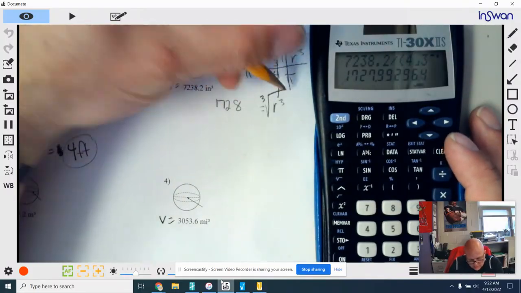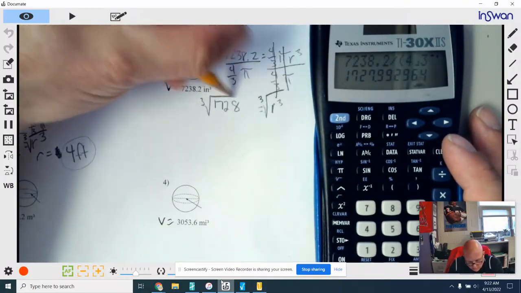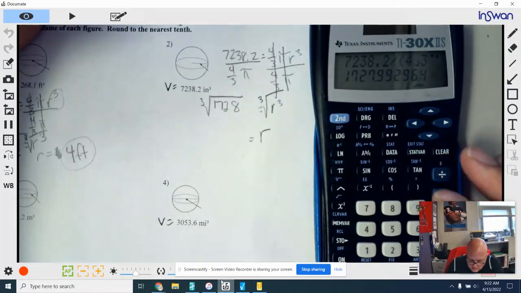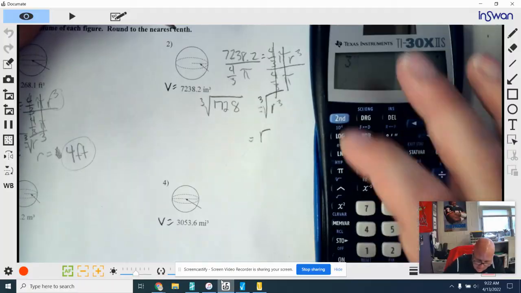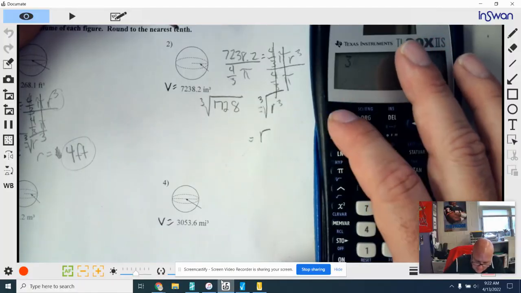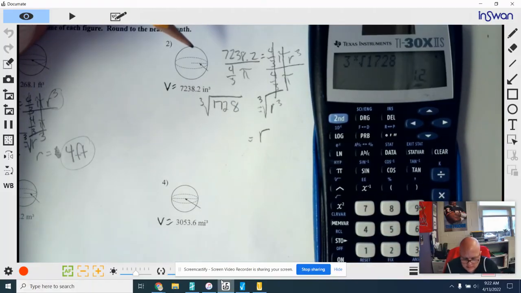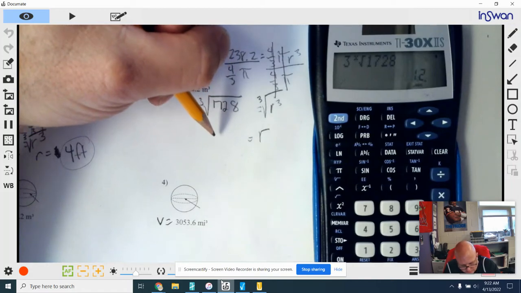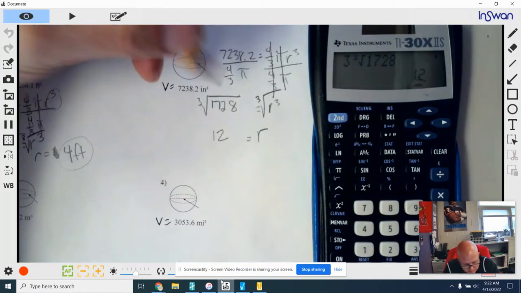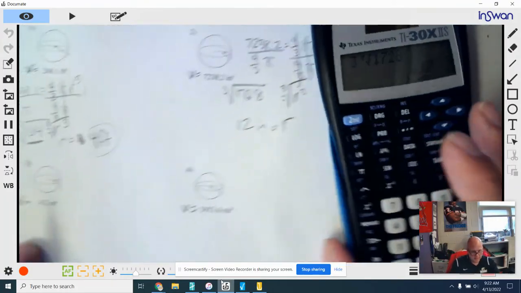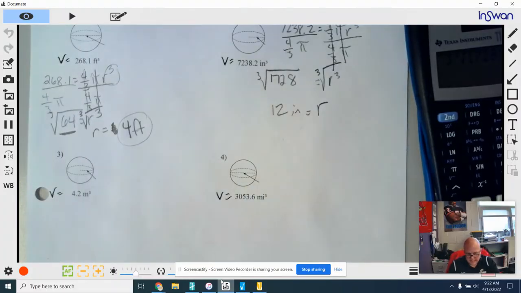All right, now we know that's r cubed, but I want just the one r, so I'm going to do the cube root. Come over here, do cube root. Out comes r, and then I'm going to do 3, second, x root, 1,728, and then we get 12. So r is equal to 12. Put my label on that. That's going to be inches. All right. The rest of the problems are all going to be solved the exact same way.